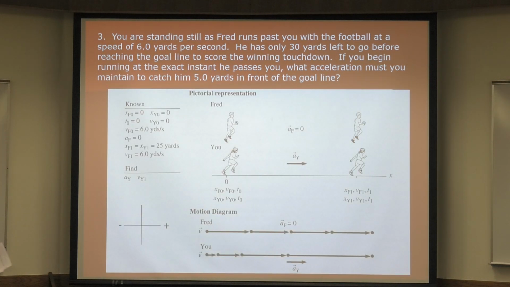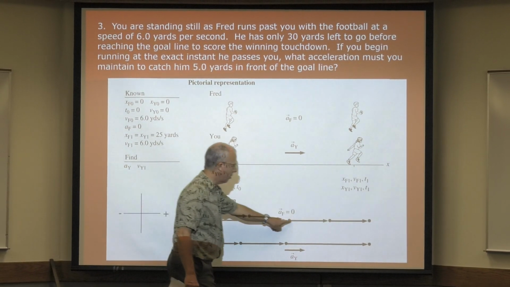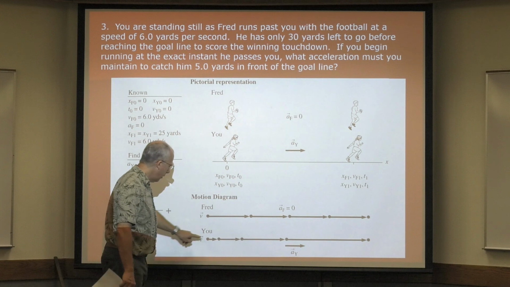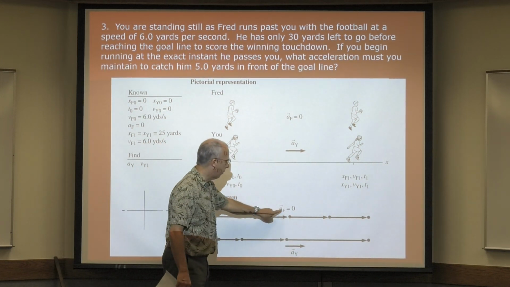Okay, so let's look at the motion diagram. So here's Fred. He just keeps running 6 yards per second. But you start at rest, right? So you're going to go faster, faster, faster. So the acceleration of Fred is 0.